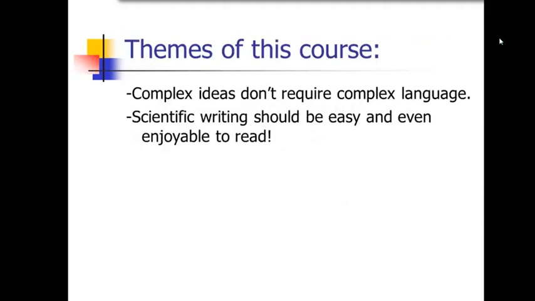So I really want to get across two themes in this course. One is that even though we're writing about science, we're writing about ideas that are complex and often technical, that doesn't mean we have to use complex language. We can get across technical and complex ideas even with simple language. And if we did that, I think that scientific writing would be a lot easier to read, and perhaps it would even be enjoyable to read. And I think that's really what you want to aim for. You want to aim to write things that are easy to understand and even enjoyable for others to read.